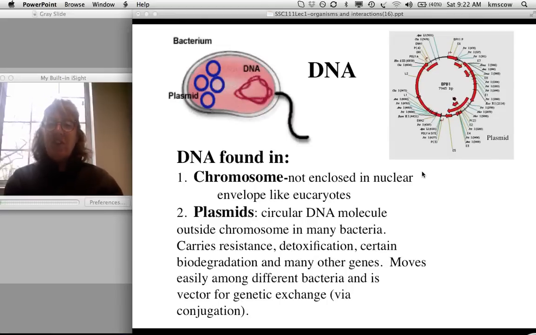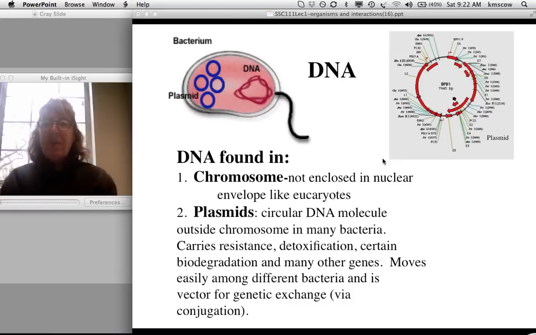Okay, DNA, we've talked about this already, DNA sequences for the small subunit ribosome. And in bacteria, DNA is found in the chromosome. Bacteria don't have true nuclei, but they have chromosomes that are not in a nuclear envelope. But there's also DNA found in plasmids. So plasmids are circular DNA molecules that exist outside the chromosome, independent of it, that carry a whole bunch of different genes.